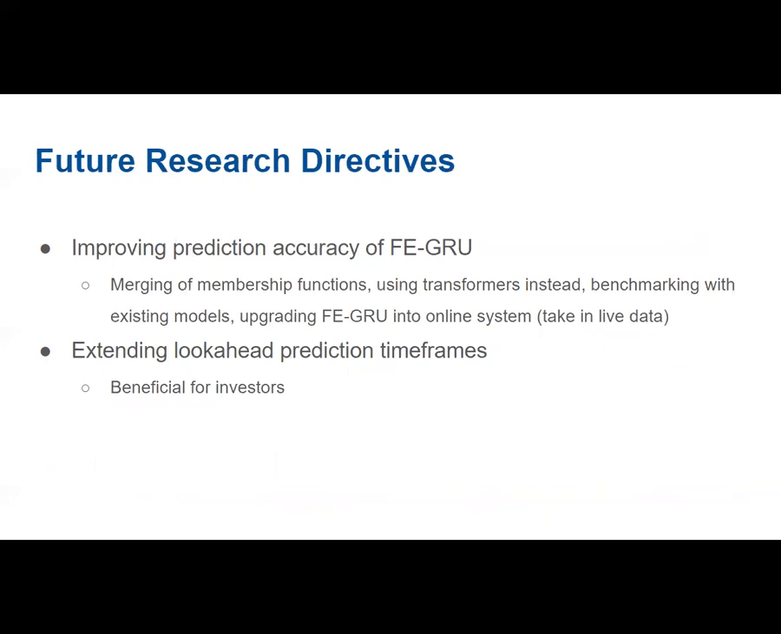Future works of the project include the following: improving the prediction accuracy of the FE-GRU, and this can be done by merging membership functions, using transformers instead of GRU, possible benchmarking of proposed models with existing models formerly developed by others, as well as turning the FE-GRU into an online system which can take in live data and perform analysis at the same time.